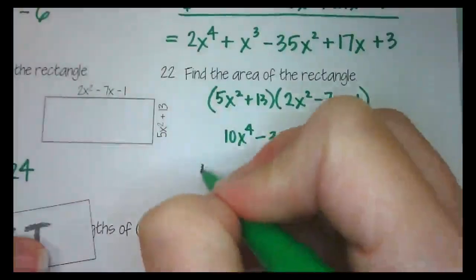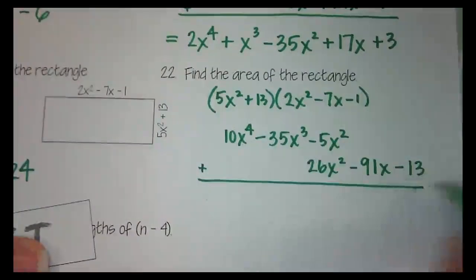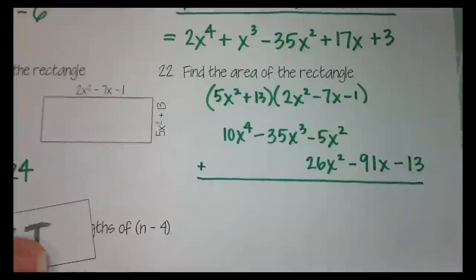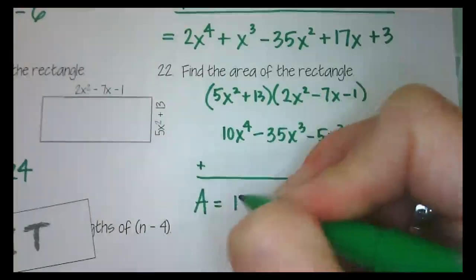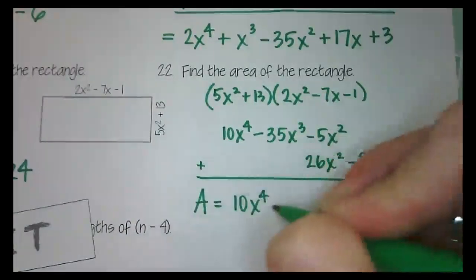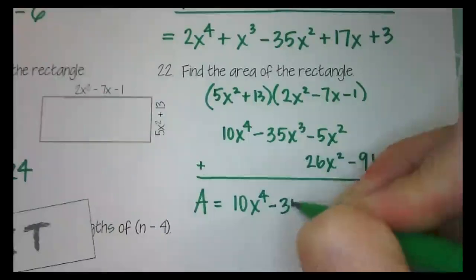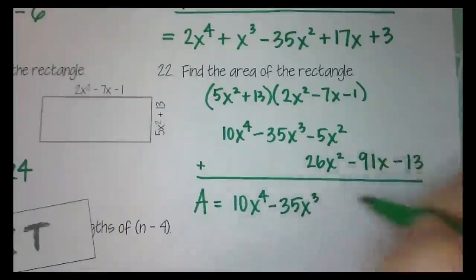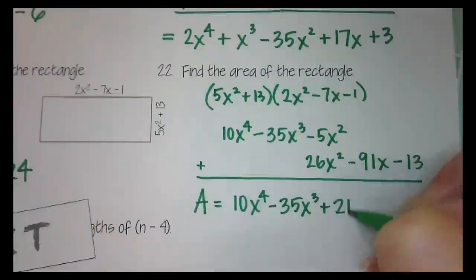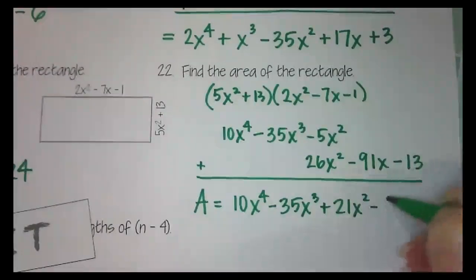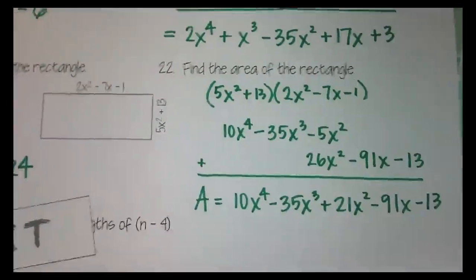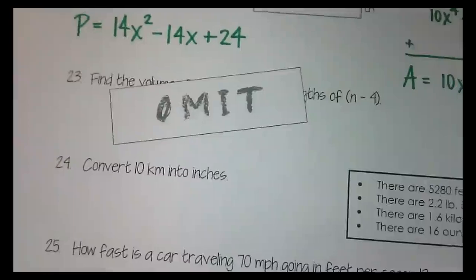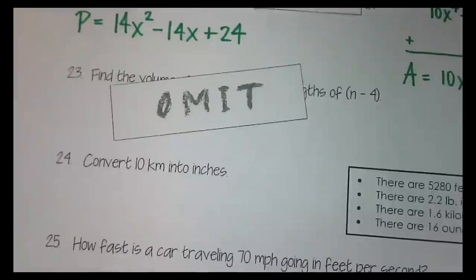So now, if we add all of these together, it looks like the area is 10x to the 4th minus 35x cubed plus 21x squared minus 91x minus 13. All right, 23 was volume. We didn't do volume, so we can keep going on.